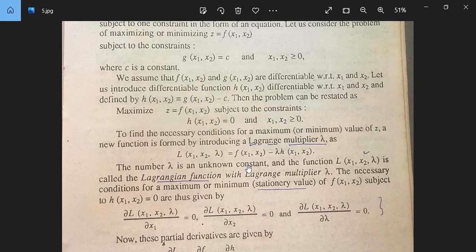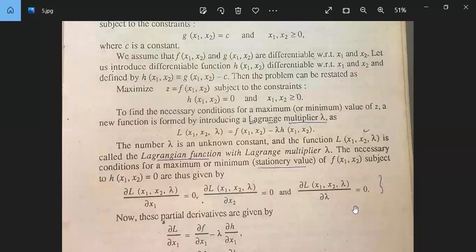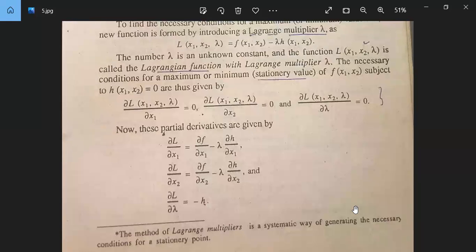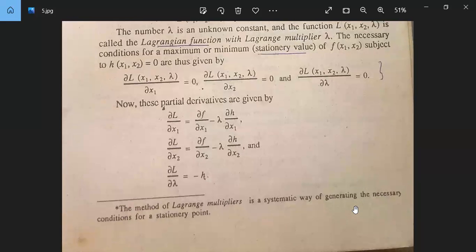The number lambda is an unknown constant and the function L(x1, x2, lambda) is called the Lagrangian function with Lagrange multiplier lambda. The necessary conditions for a maximum or a minimum, or you can say stationary value of f(x1, x2) subject to h(x1, x2) equal to 0 are thus given by del L by del x1 equal to 0, del L by del x2 equal to 0, and del L by del lambda equal to 0. Partial differentiation with respect to x1, x2 and lambda will be equal to 0. So these are the necessary conditions.